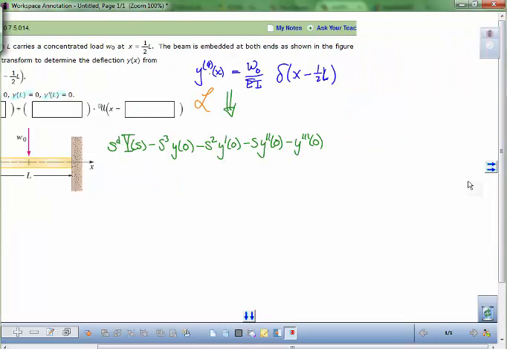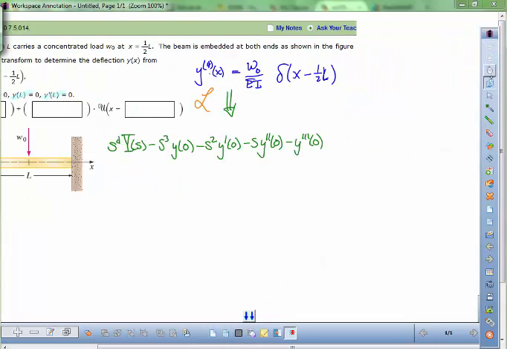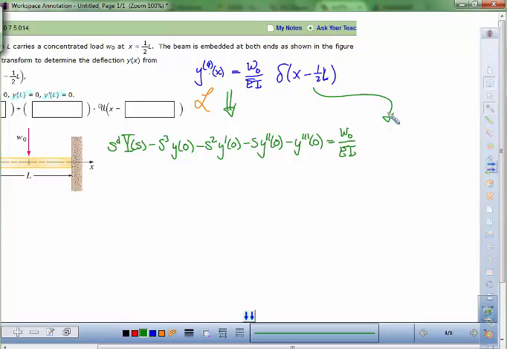And then the right-hand side is the constant. Now, those constants, remember, because this is a linear transformation, they just remain constant. So W divided by EI. And then now we need the transformation for the delta function, which is e to the minus 1/2 L times s.